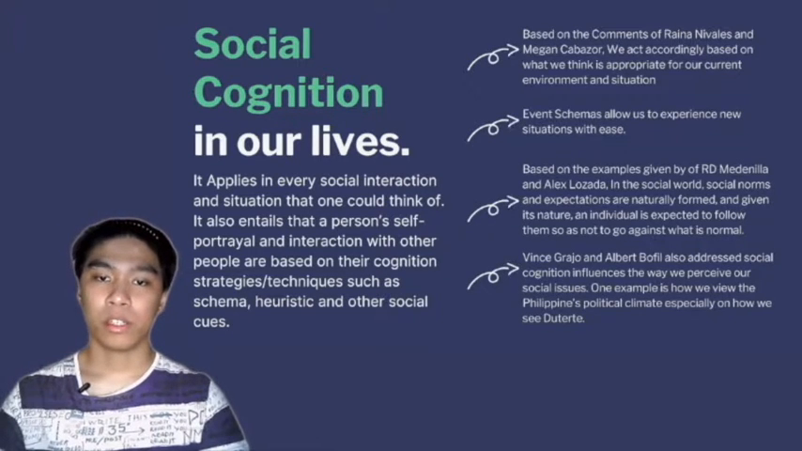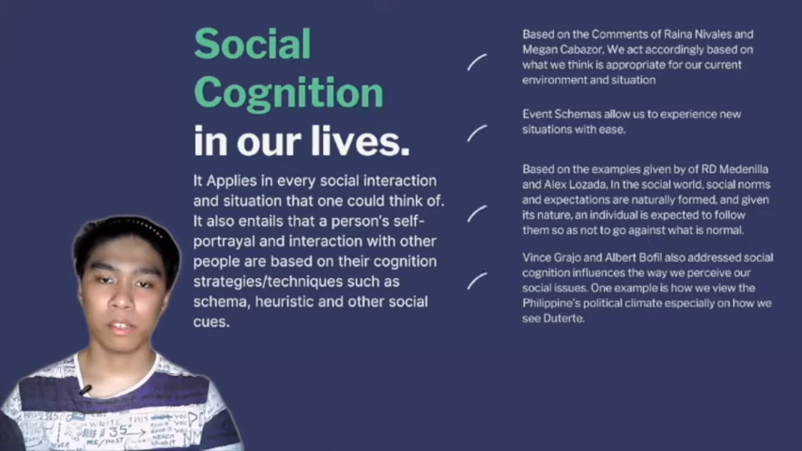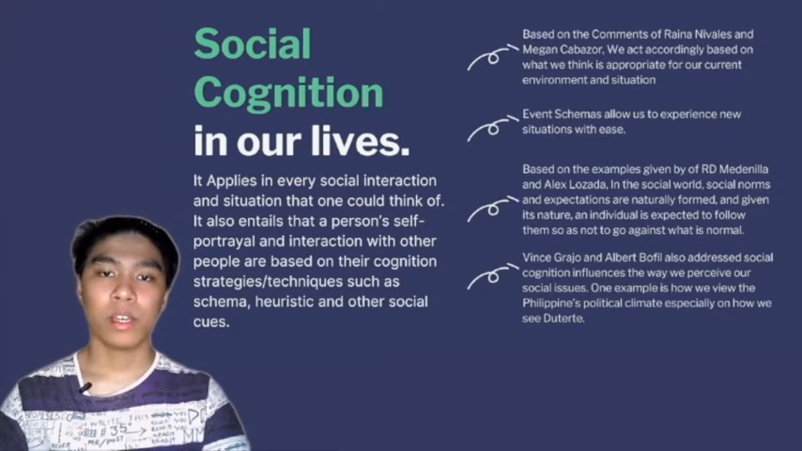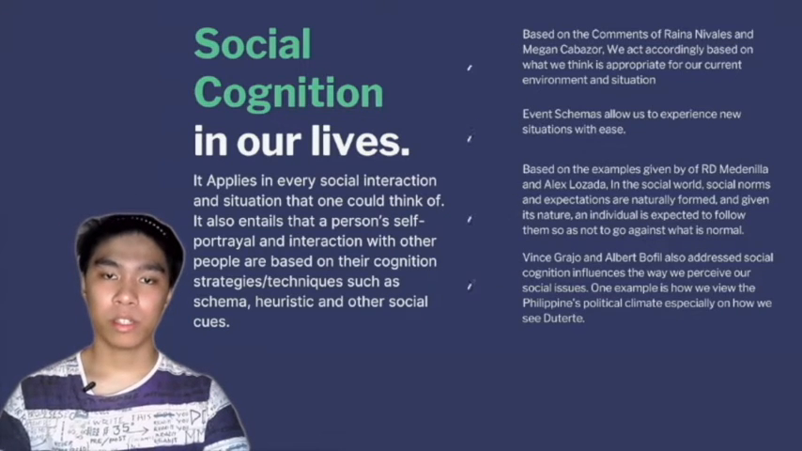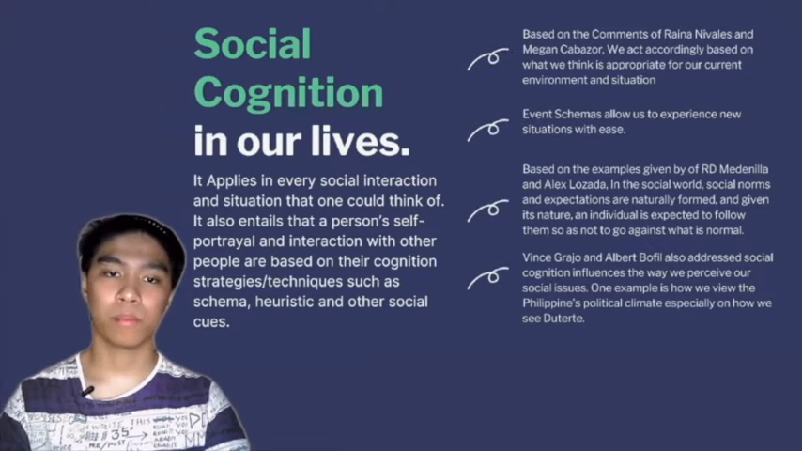In the discussion, all the students recognize how social cognition is applied in real life. Therefore, they are aware of the ability to understand and respond appropriately to other people's social approach. In addition, social cognition and attitudes entail that a person's self-portrayal and interaction with other people are based on their cognition strategies and techniques, such as schema, heuristic, and other social cues.